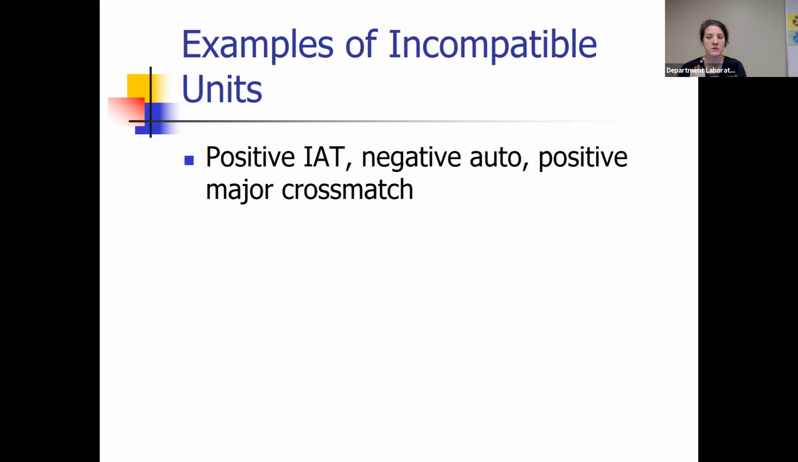So some examples of incompatible units. Let's say you have a positive IAT, all right? But your auto control is negative, so you're not dealing with an autoantibody, you're dealing with an alloantibody, but your major cross-match pops up positive. What are some reasons for that?